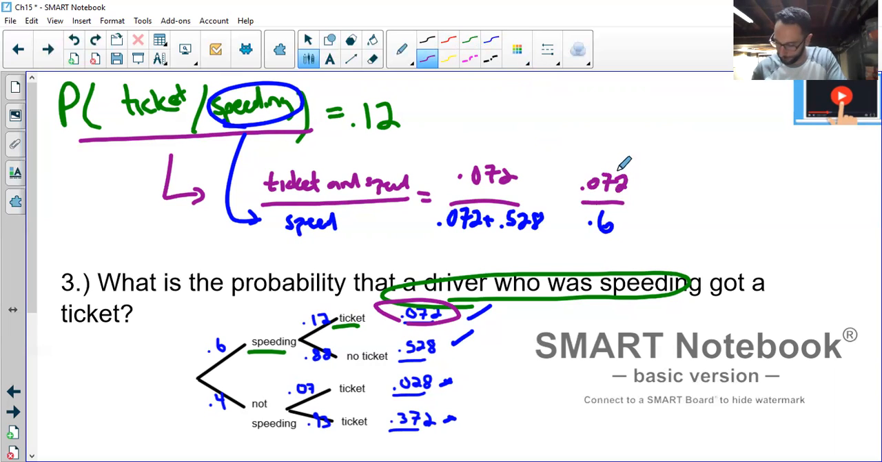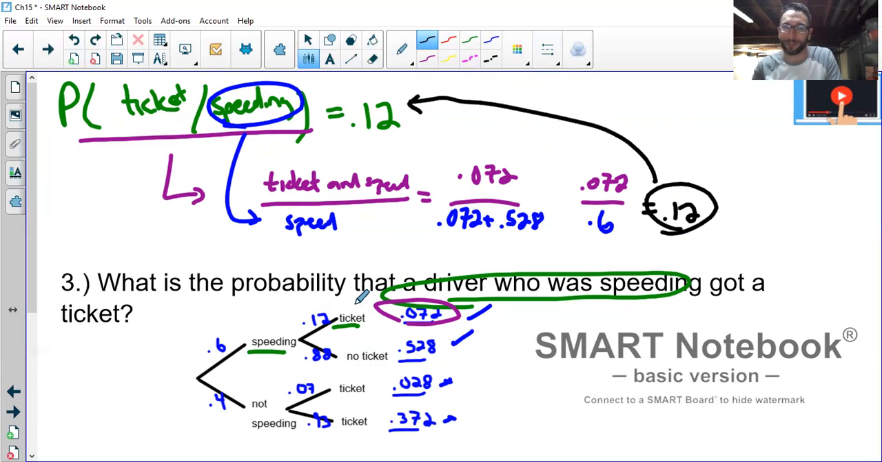And 0.072 divided by 0.6 gives us, I don't need a calculator, better be 0.12. Right, because we already knew that was the answer. That's the probability a driver gets a ticket given we knew they're speeding. That's what I mean by sometimes you can take shortcuts as you understand the tree diagram more and more. But if you're a little more hesitant, if you just go through the formulas robotically, it's going to work.